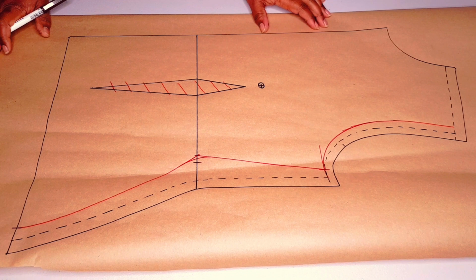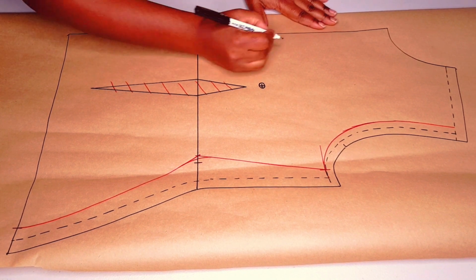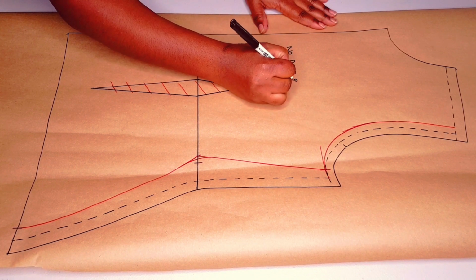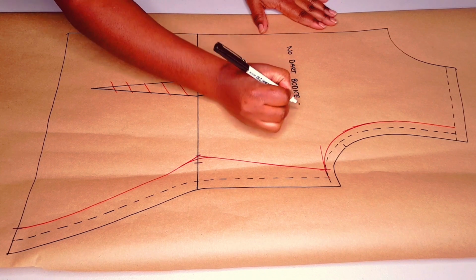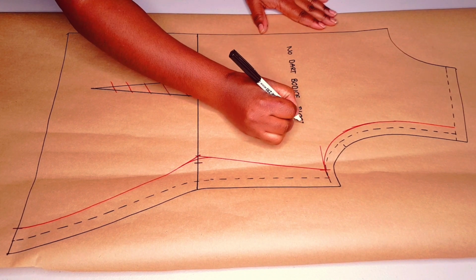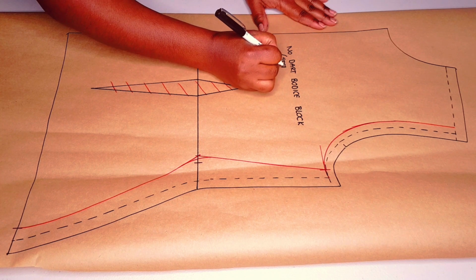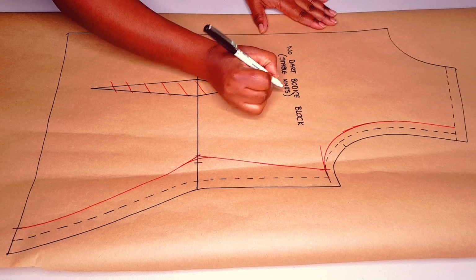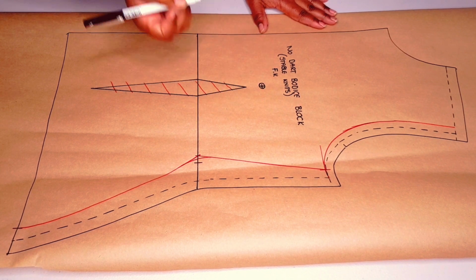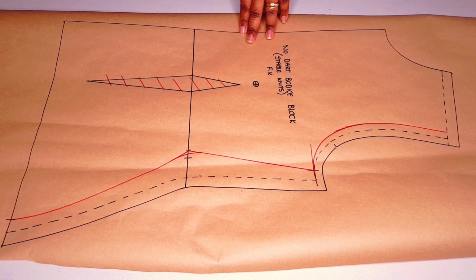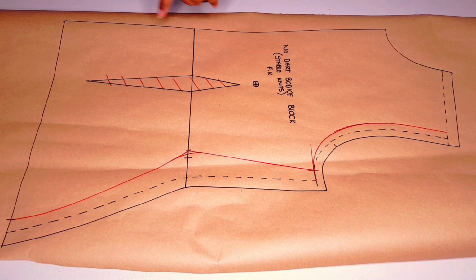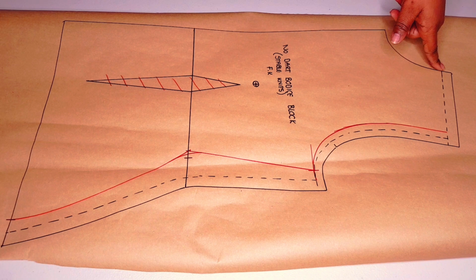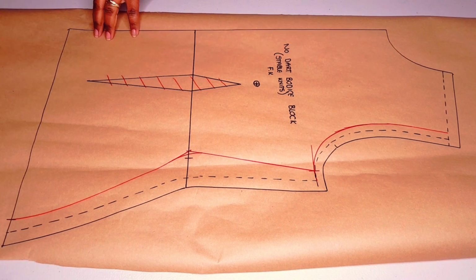So now we're going to label this block. So this is a no dart bodice block. And we're going to know that it's for stable knits. And I'll put my initial. I prefer not to add any seam allowances for my no dart bodice blocks, so I'm just going to cut along this line here, the red line we just put in, and I'll cut through this line as well to take off the seam allowance at the top. So let's do that now.